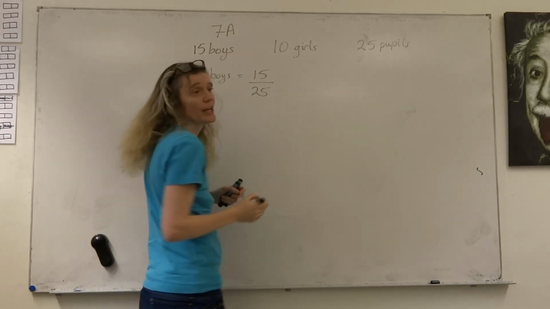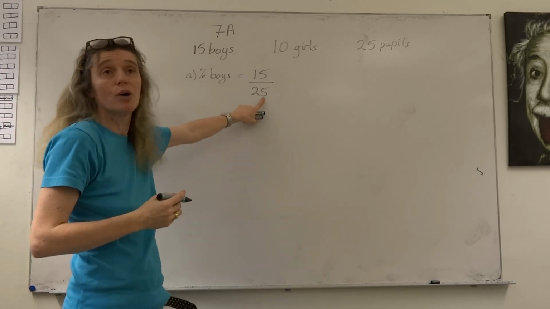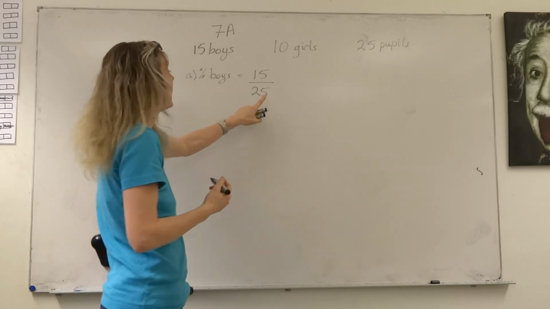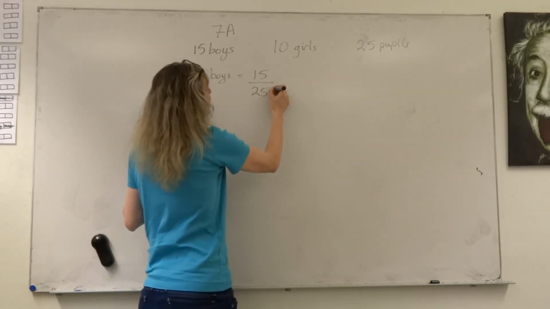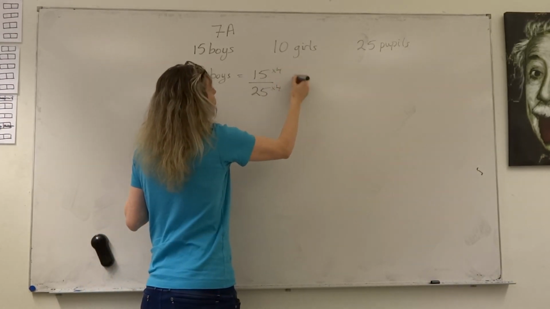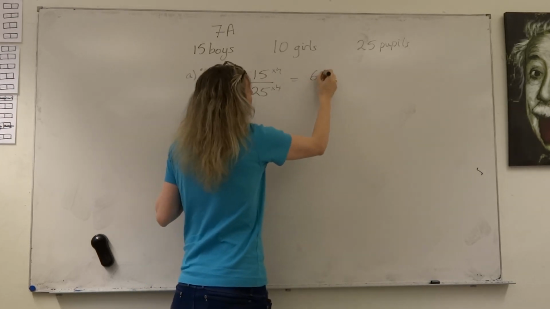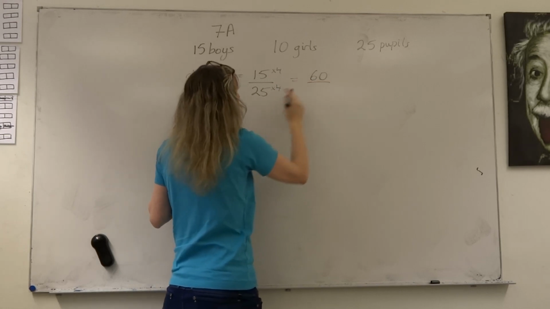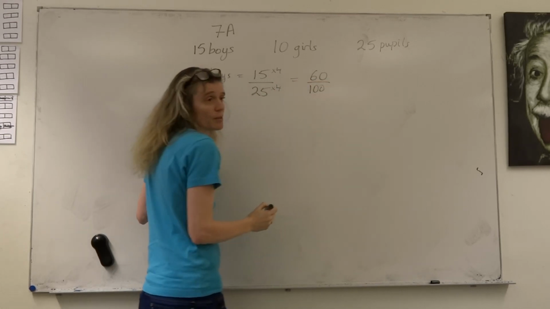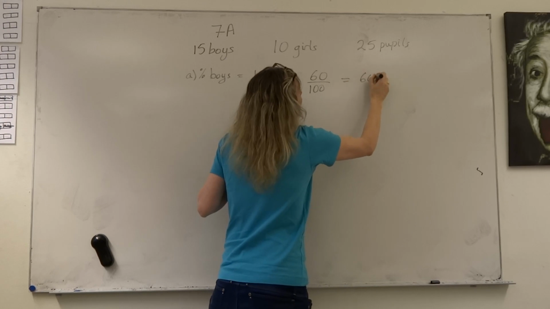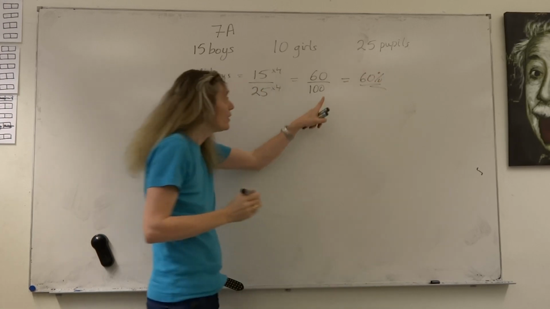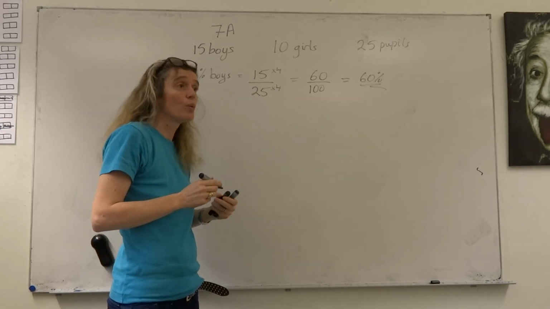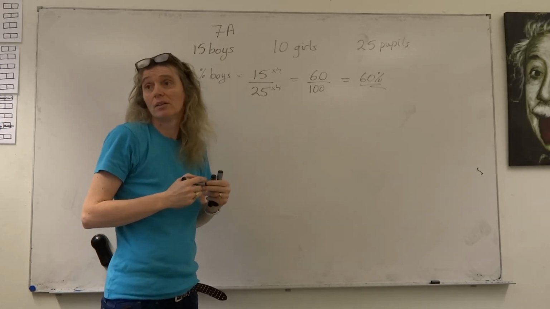Times it by 100 to turn it into a percentage, or make 100 on the bottom, because remember, if we can make 100 on the bottom, we get the percentage answer directly. This is nice and easy to make into 100. Multiply top and bottom by 4. You get 60. 15 times 4, double 15, it's 30. Double it again, it's 60. Divided by 100 on the bottom, which is the same as 60%. So when you get this nice 100 on the bottom, it makes these calculations easy. You should always be trying to do that if you can.